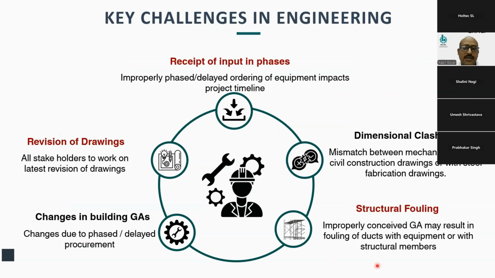Further, to add challenges in the type of engineering we are doing in the cement plant, we have to deal with the main machine supplier who further purchases small bought out items from other vendors. So the engineering input which is coming out of the mechanical supplier is improperly phased due to the ordering system, and this results into revision of drawings continuously. All stakeholders should have the latest revision of drawing. This is a complex thing, and then resultantly we have dimensional clashes, changes in building GAs, and structural fouling.